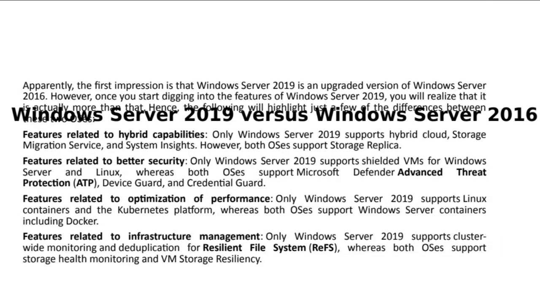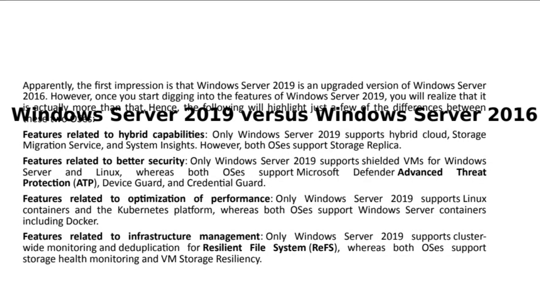For security, 2019 has enhanced security options. It supports shielded VMs for Windows Server and Linux. Both OS support Microsoft Defender Advanced Threat Protection (ATP), Device Guard, and Credential Guard. But Windows 2019 is the only operating system that supports shielded VMs. So you have to know the difference.